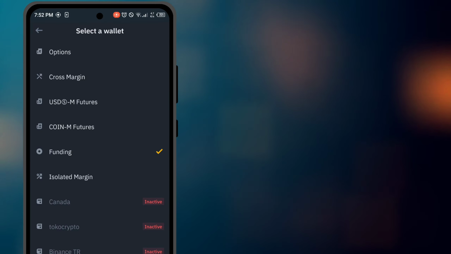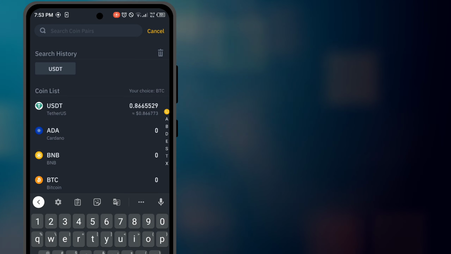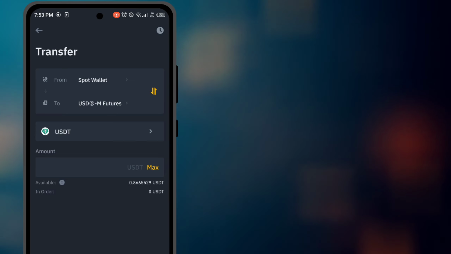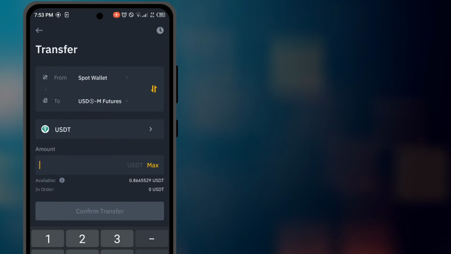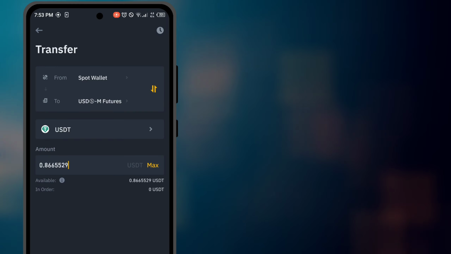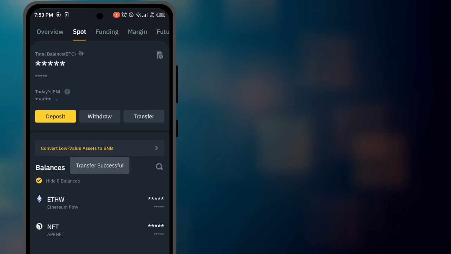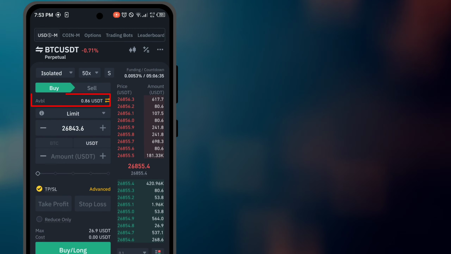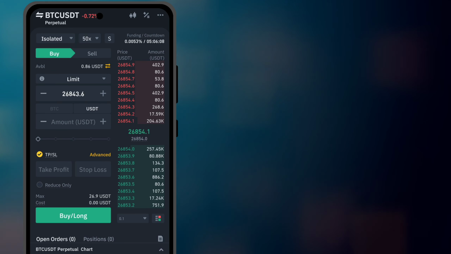Then you select the crypto with which you want to deposit, which is USDT. Currently, I don't have USDT on my account, but this is just a simple concept. So after selecting the crypto, you just have to input the amount. So let me just say maximum. Then click on transfer, confirm, and automatically you have transferred your USDT from your wallet to your futures wallet. And you can see that I currently have 0.86 USDT. You understand? And that is just the first step before you make any transaction on this futures market.